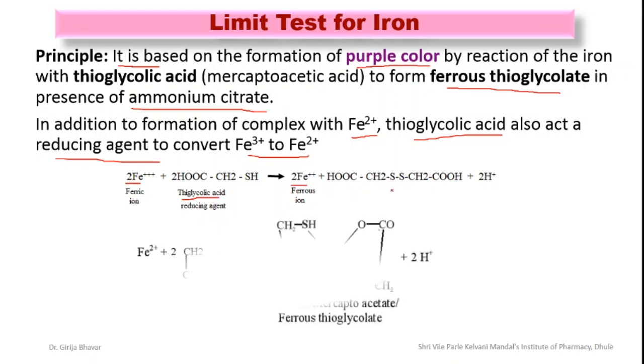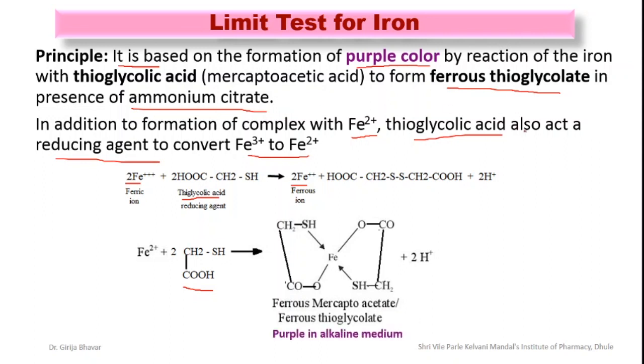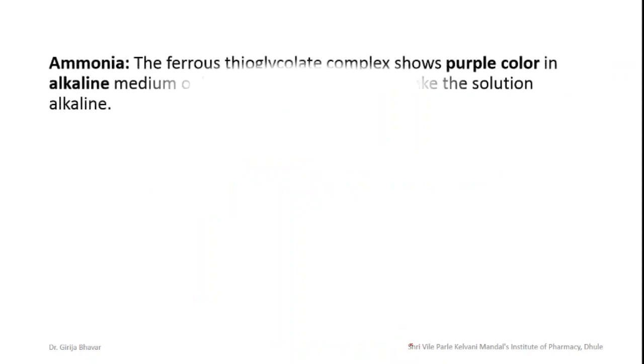ferrous ion reacts with thioglycolic acid molecules to form the complex called ferrous mercaptoacetate complex or ferrous thioglycolate complex. And in presence of ammonium citrate buffer, this ferrous thioglycolate complex shows the purple color. So this complex is purple colored in alkaline medium. The ammonia is used in this reaction because the ferrous thioglycolate complex shows purple color only in alkaline medium.